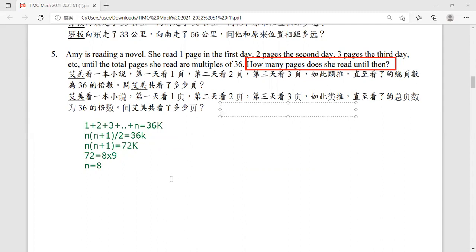It's just a coincidence that 8 times 9 is 72, which is a multiple of 72. So if I put an 8, you will find that 1 plus 2 plus 3 plus 4 plus 5 plus 6 plus 7 plus 8 is exactly equal to 36, which is a multiple of 36. So n is 8, and the total pages read is 36.